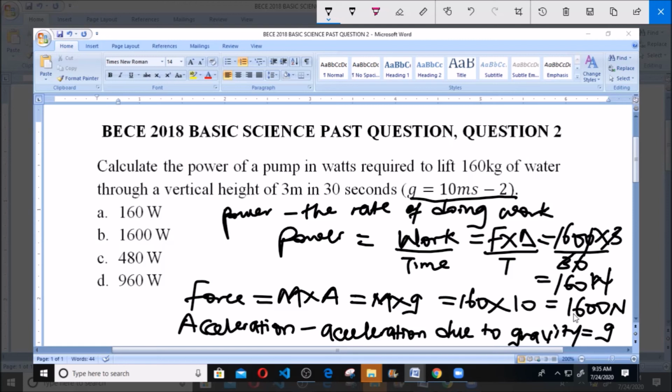So our answer is 160 watts, and from the options, A says 160 watts. So 160 watts is the power of a pump that is required to lift 160 kg of water through a vertical height of 3 meters in 30 seconds. So 160 watts is our answer, A.